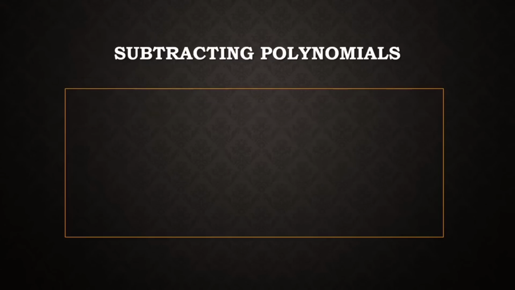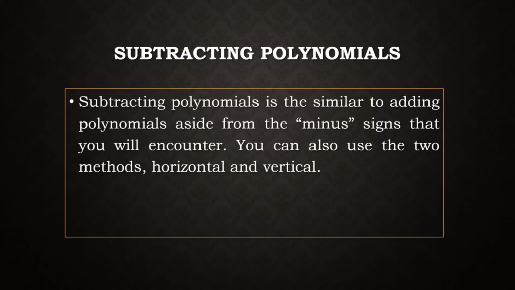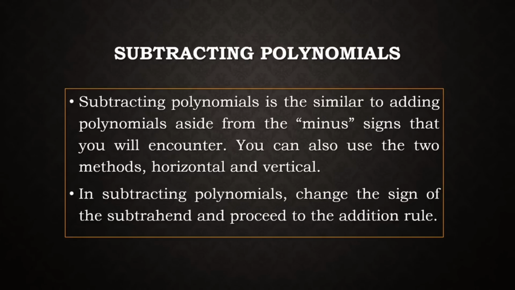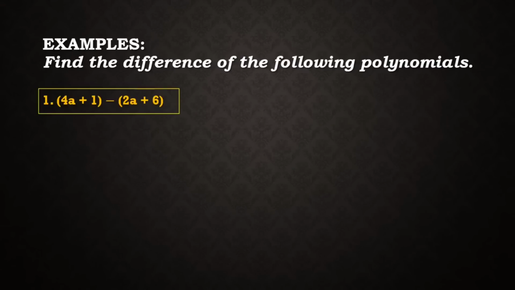So those are the examples. This time we are going to deal with subtracting polynomials. In subtracting polynomials, it is similar to adding polynomials, but we have to change the sign of the subtrahend and proceed to the addition rule. Let's look at the following examples.